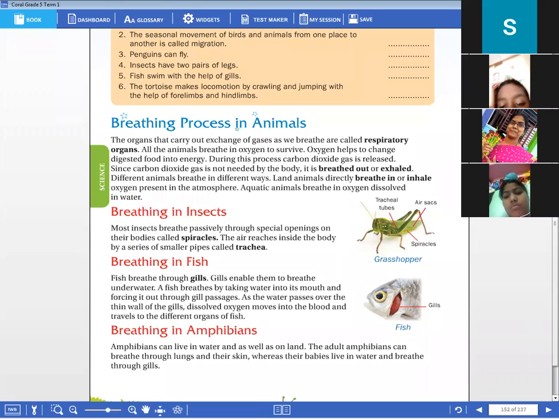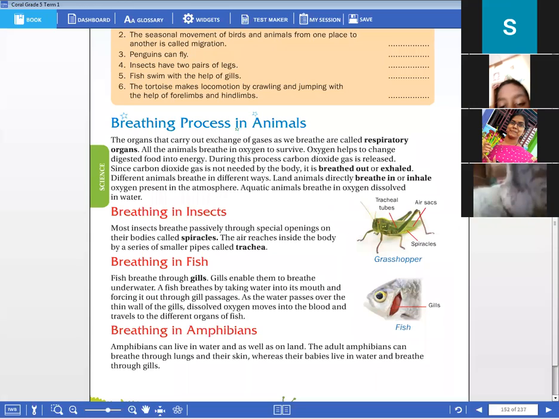Now, coming to the breathing in amphibians. Amphibians, children, can live both on land as well as in water. Yes, you know about amphibians. We spoke about it in the aspect of reptiles. So amphibians can live in water as well as on the land.